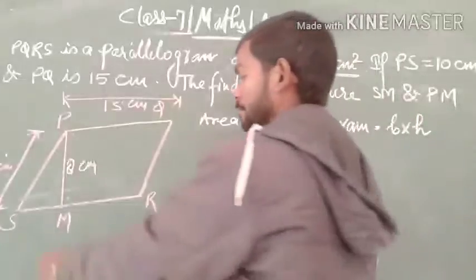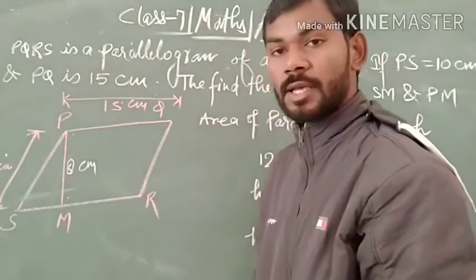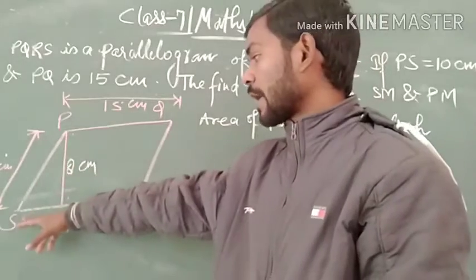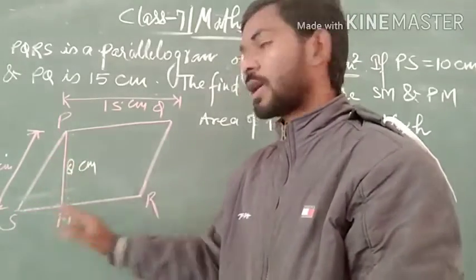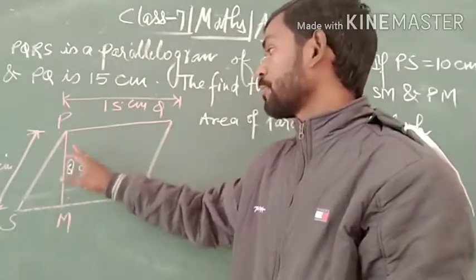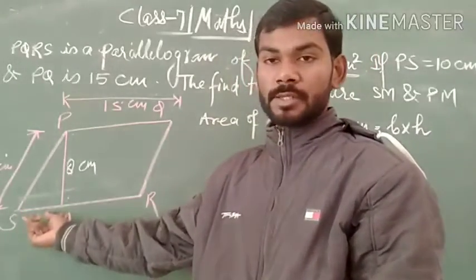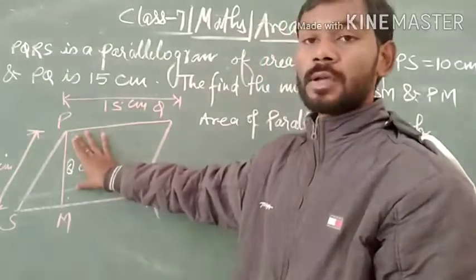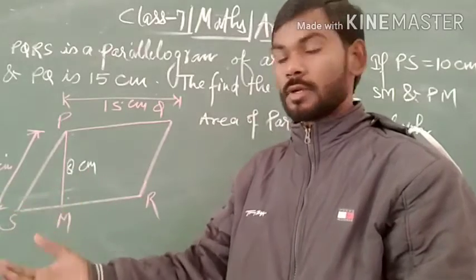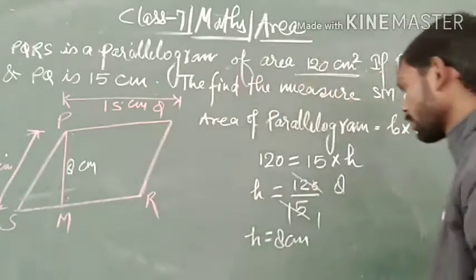Okay. Now let's find out the value of SM. We shall find the value of SM using the Pythagorean triplet, because in the right angle triangle SPM, PS is the hypotenuse, PM is the height, that is the altitude, and SM is the base. Here the height and the hypotenuse are known, and we have to find the unknown, that is SM.